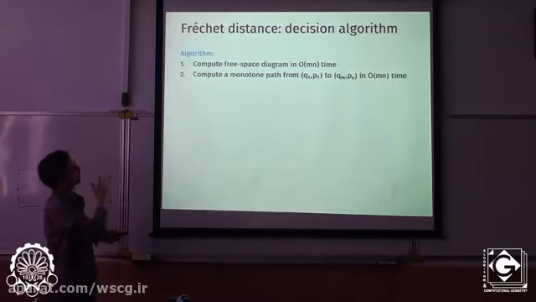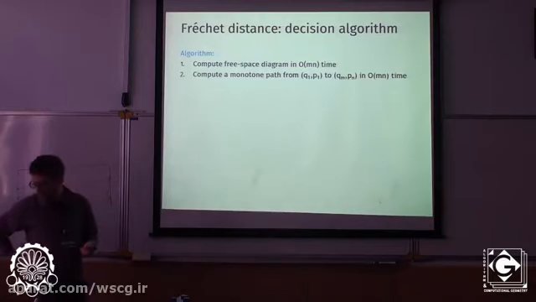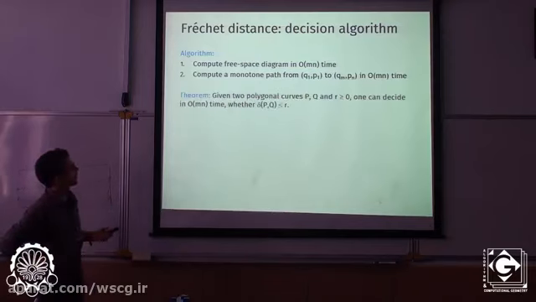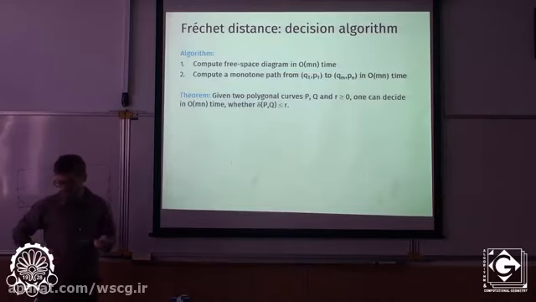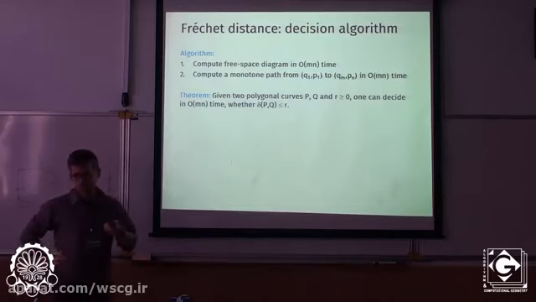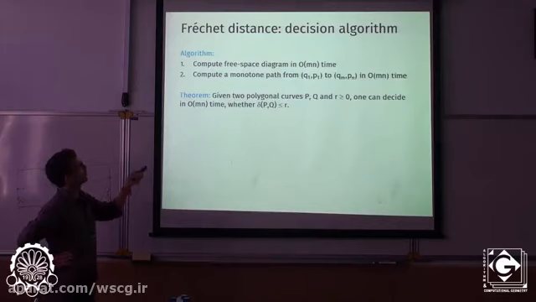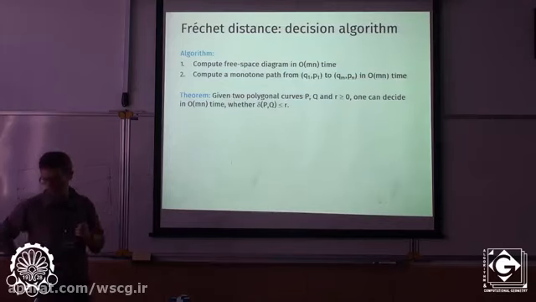Okay, now we computed a monotone path. So that means we can solve this decision problem in quadratic time, because both of these take quadratic time. Now, if we want to actually solve the computation problem, we will want to invoke this decision algorithm with suitable values for R.